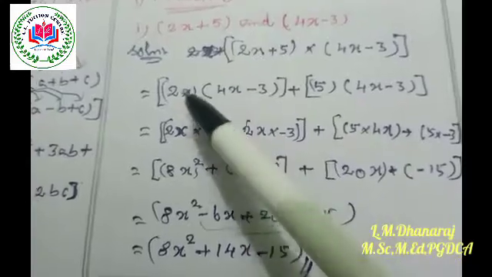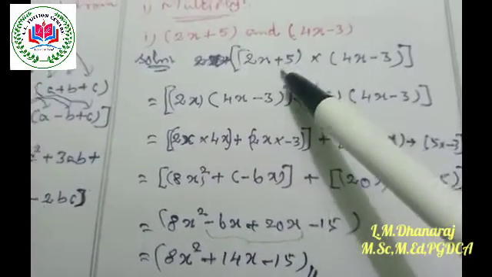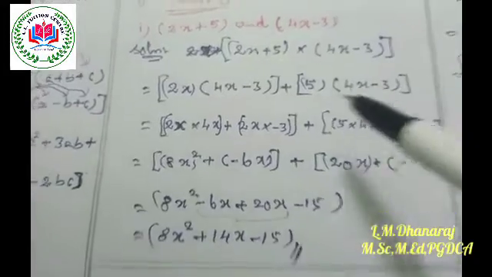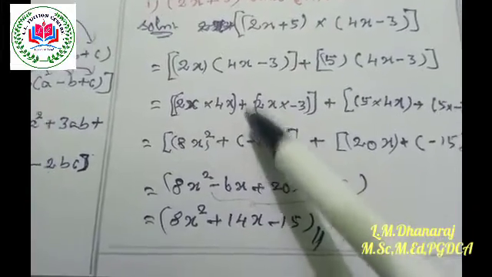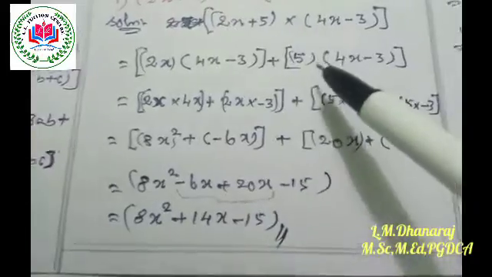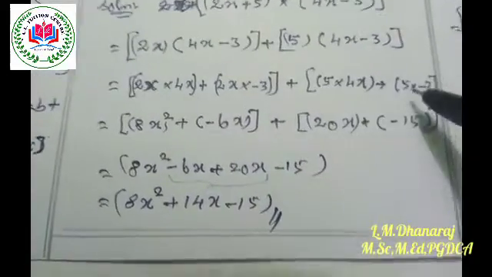Now what we have to do, first we have to multiply 2x into the second expression, that is 4x minus 3. Then there is a plus symbol over here. So 5 into 4x minus 3. Now the next step is we have to multiply 2x into 4x, then plus 2x into minus 3. Put the plus sign over here, and now 5 into 4x plus 5 into minus 3.